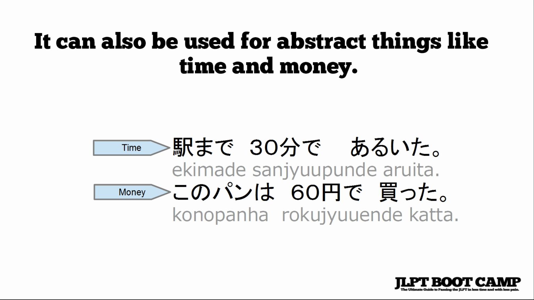So let's look at some examples for that. For example, for time, we have eki made 30 分で aruita. So I walked to the station in 30 minutes, or you could also translate it as, it took me 30 minutes to walk to the station. For money, we can use it in a very similar way. Kono pan wa 60 yen de katta. So I bought this bread for 60 yen. Same way. Just put the de after the amount of money or the amount of time that you've used. You can use it in that particular situation.